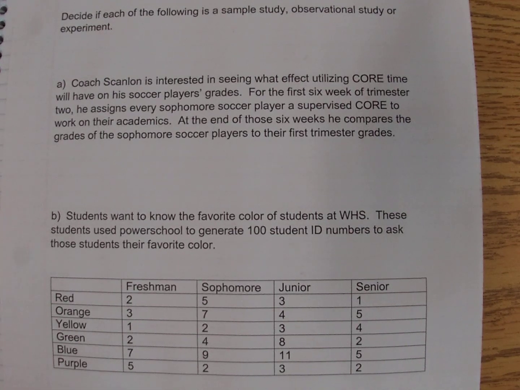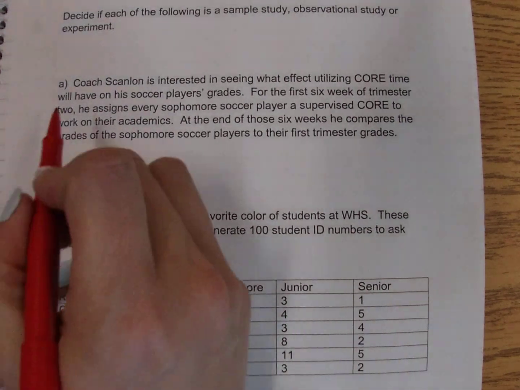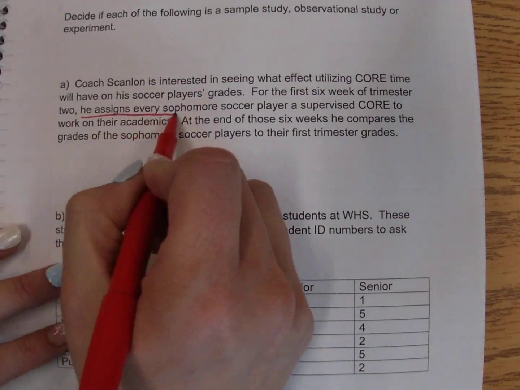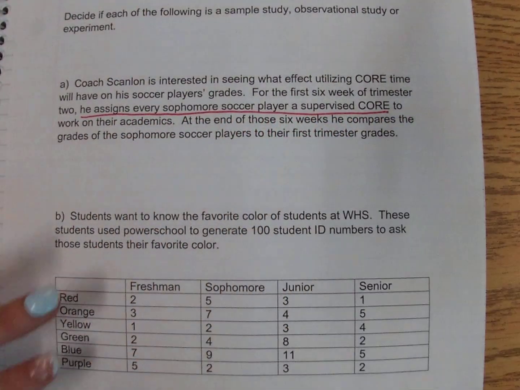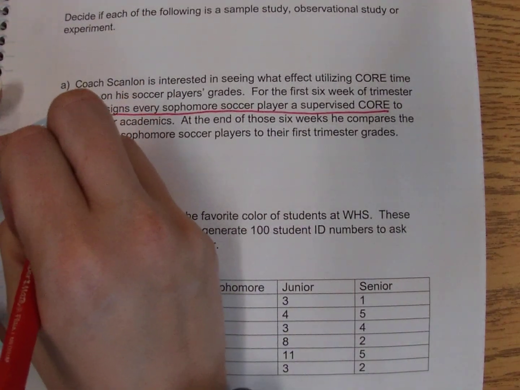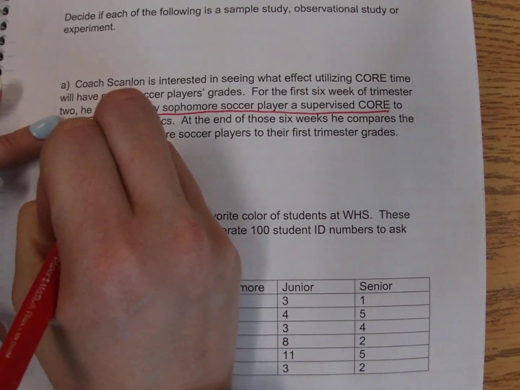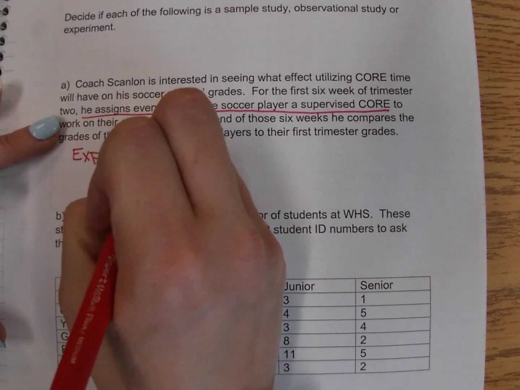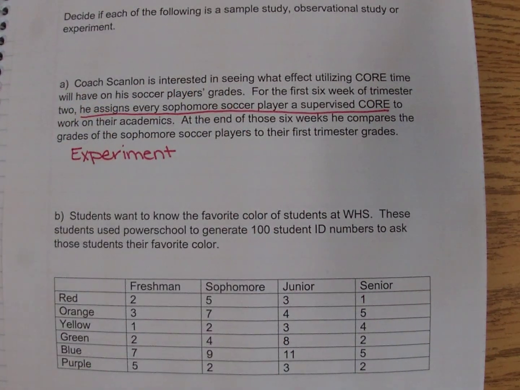Okay, so in this situation, Coach Scanlon is assigning every soccer player a supervised core. So Coach Scanlon is having control over what the people are doing. He's telling them what they have to do. So if we are talking about a situation where we are controlling or assigning where people go, we say that this is an experiment.